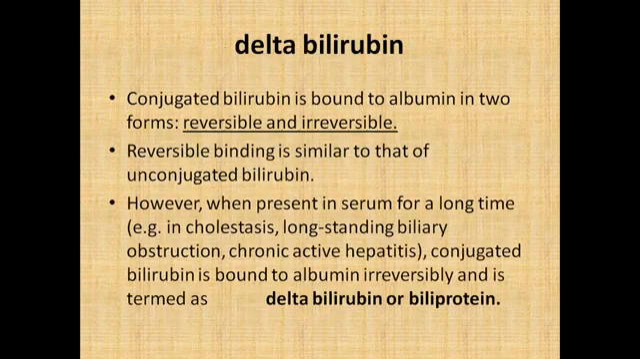What is delta bilirubin? There are two types of bilirubin bound to albumin, either reversible or irreversible. Reversible binding is similar to that of unconjugated bilirubin. However, when these reversible bindings are present for a long time, either due to cholestasis, long-standing biliary obstruction, or chronic active hepatitis, this conjugated bilirubin is bound to albumin irreversibly, and it is termed delta bilirubin or biliprotein.